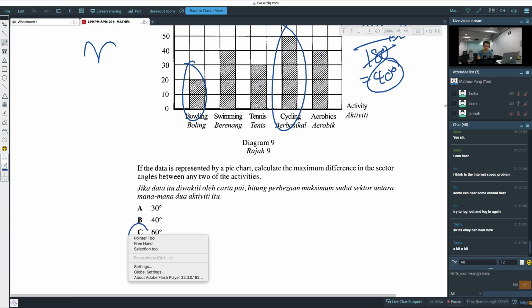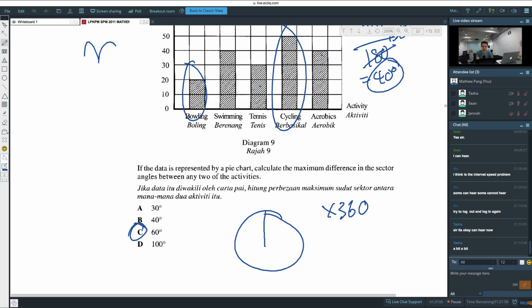This is how we convert any diagram into a pie chart. In order to convert into a pie chart, just multiply by 360, because the pie chart is a circle, so the total angle must be 360. So you have to understand this. Okay, let me move on.